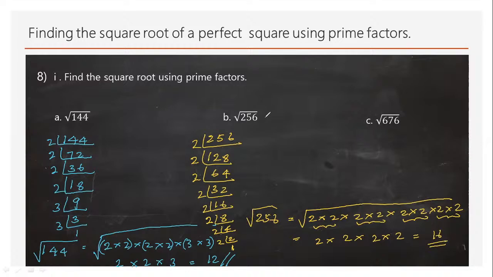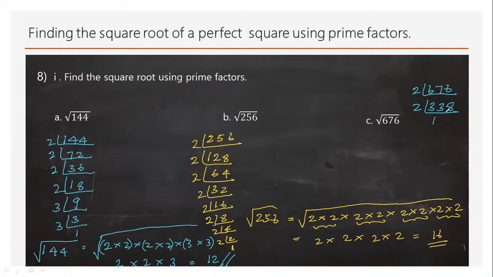Next question, the square root of 676. We have to find the square root of 676. I will use light blue color. I will start from here. 676 divided by the smallest prime number 2, 338. Again divide by the smallest prime number 2.